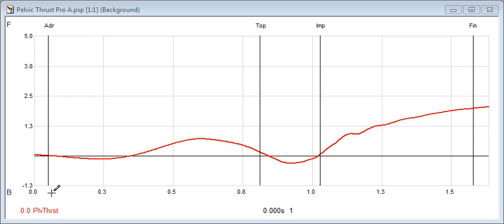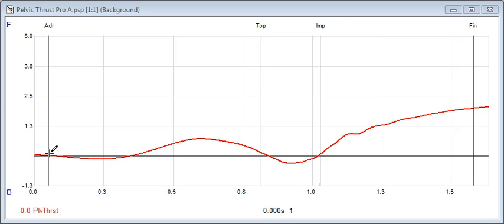So if we look at the graph, along the x-axis we have time in seconds. Along the vertical or y-axis, we have pelvic thrust forward and back. So that's what the red curve is. In a nutshell, pelvic thrust is the amount of forward and backward motion measured in inches with respect to the address position. So this is pelvic thrust.